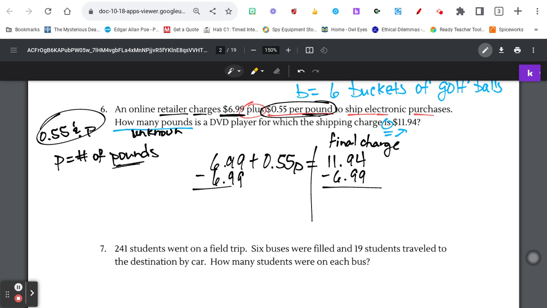All right, and remember, I'm allowing you to use your calculator. Sorry about that, guys. 11.94 minus 6.99 gives us 4.95. All right, and then what we want to do to solve for P is divide both sides by 55 cents. All right, what is your answer for P? How many pounds was he charged for?